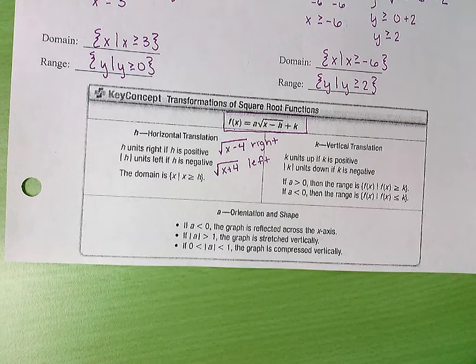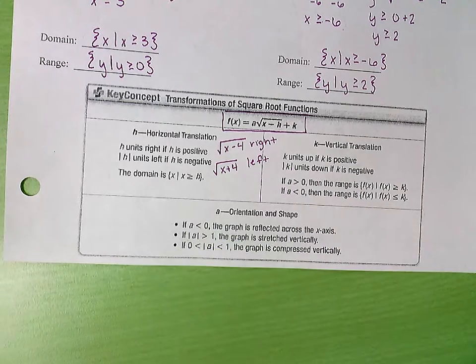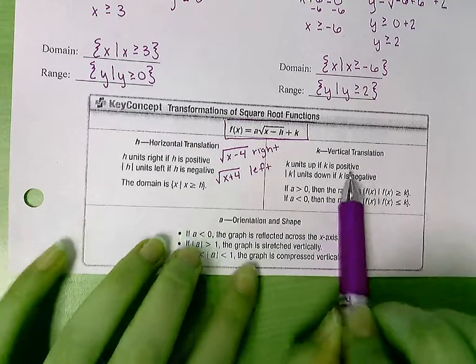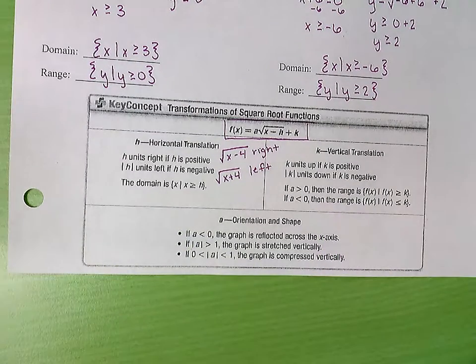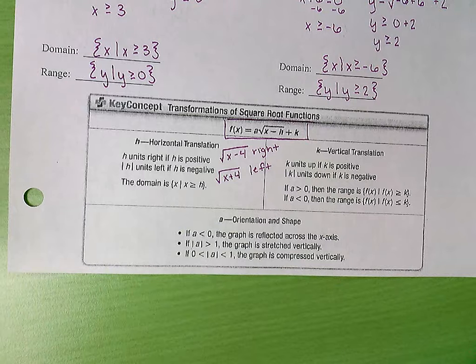All right, then your k value there is your vertical translation, so moving it up or down. If k is positive, it'll move up. If k is negative, it'll move down. Since it's plus k, if it's positive there, go up. If it's negative or minus, go down. So it's opposite of what h is.